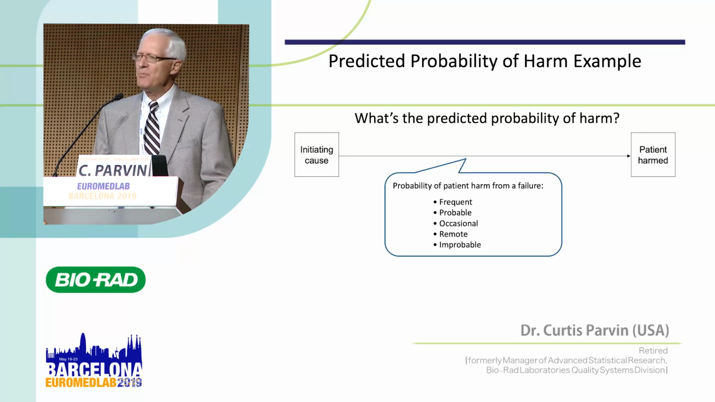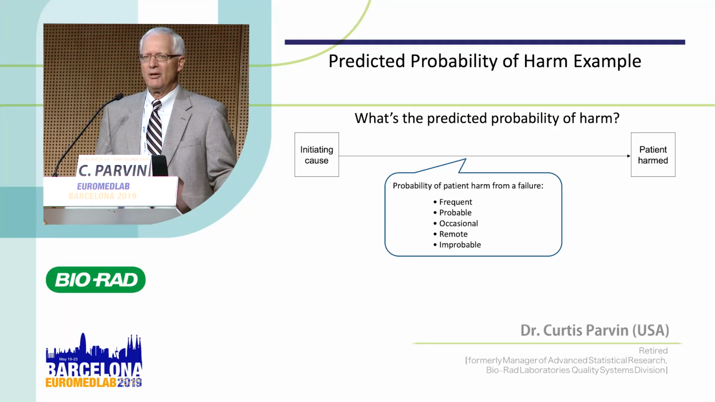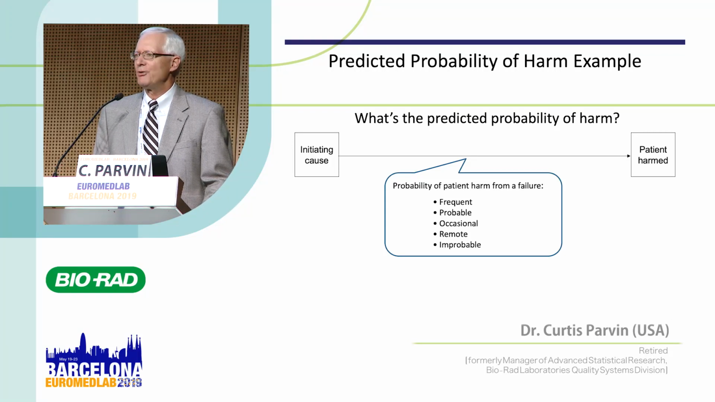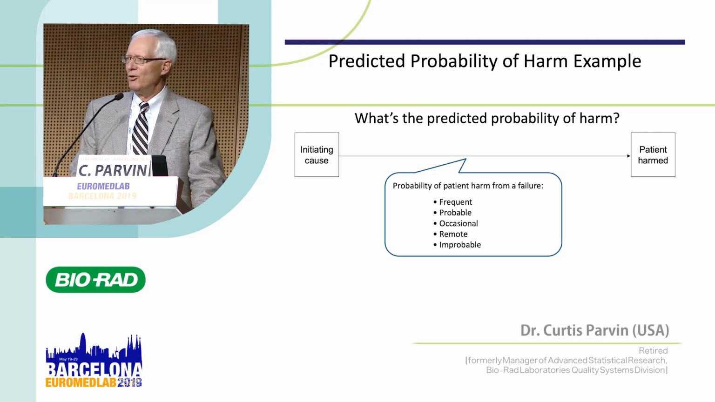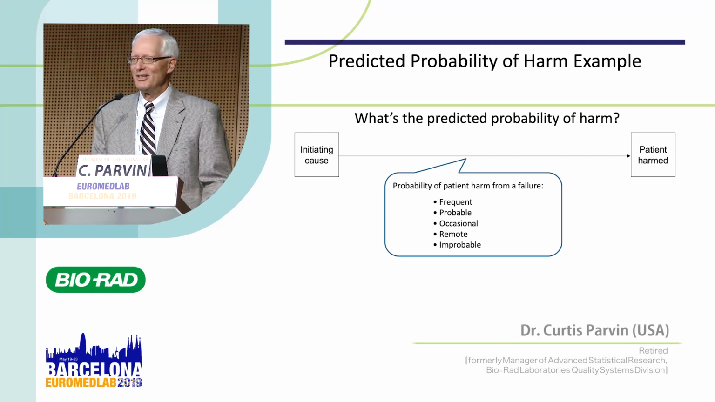Now, if we use the simple model proposed by EP23, how do we decide whether or not our QC strategy, what its predicted probability of harm is? We have to pick one of 5 categories. How are we going to do that? Do we guess our opinion, our best opinion, or do we just pick the category that assures that our probability of harm is acceptable? I don't know.